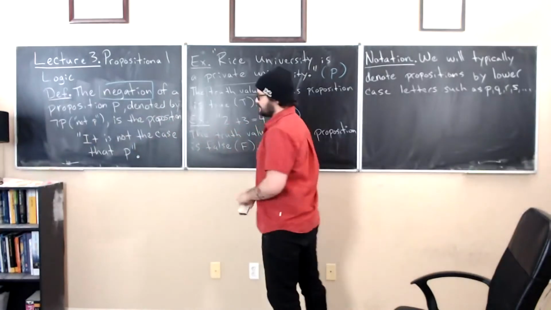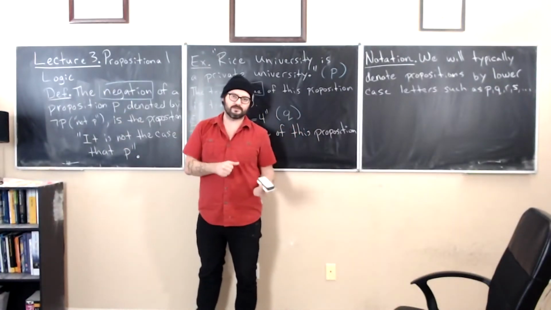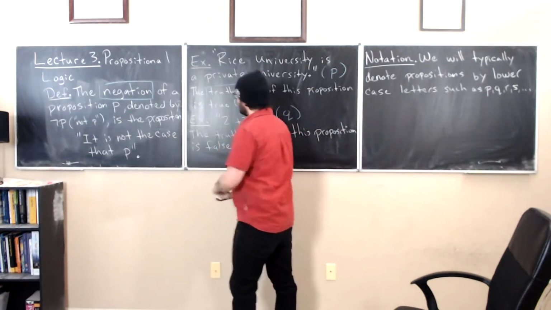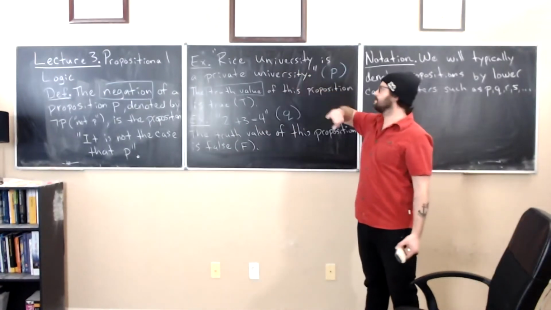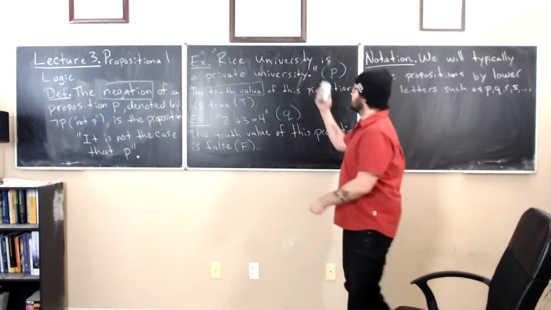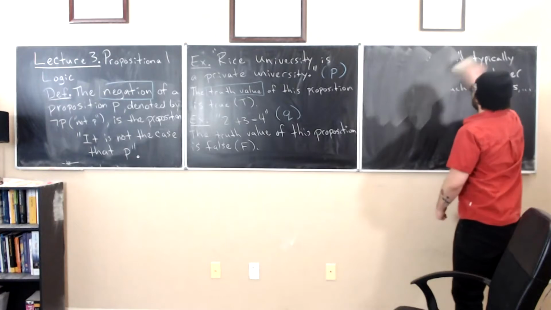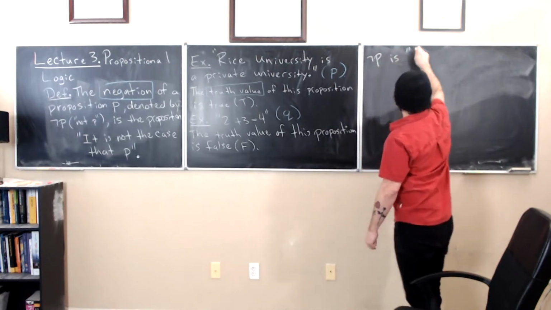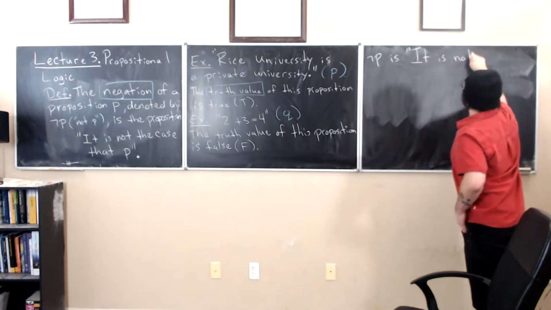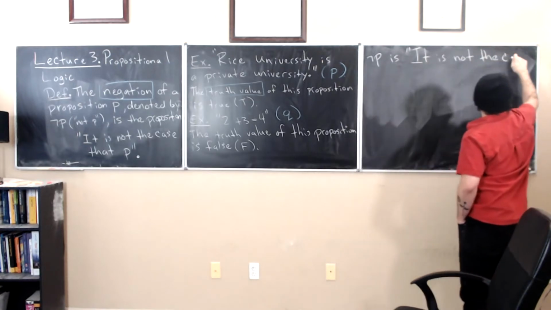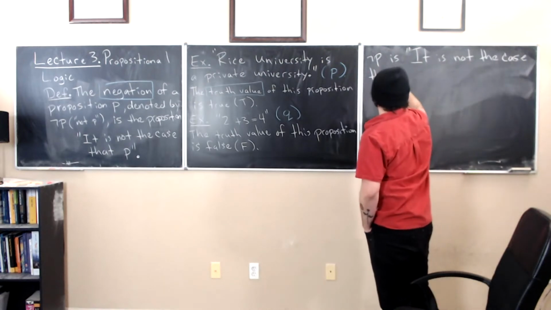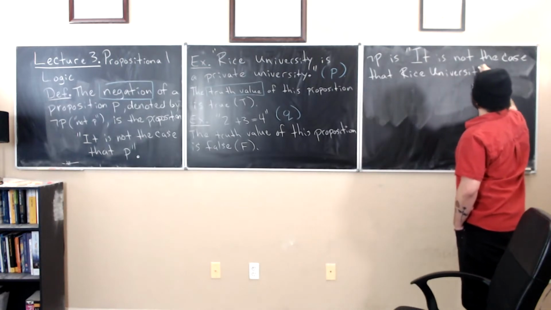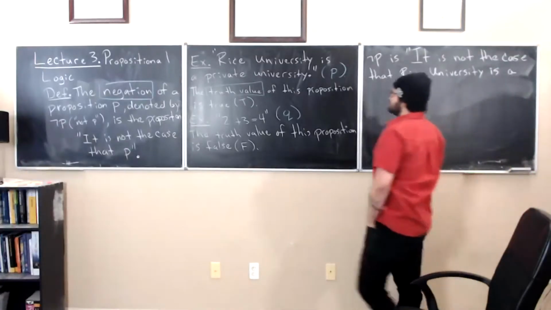So this is the negation of a proposition P. Okay. Now this takes in a proposition and then returns a new proposition. So we can think of this as an operator on propositions. It's the first one that we've learned about. So if we're looking at this proposition P right here, Rice University is a private university, the negation of P would be what? If that's my P, then not P is, "it is not the case that Rice University is a private university."